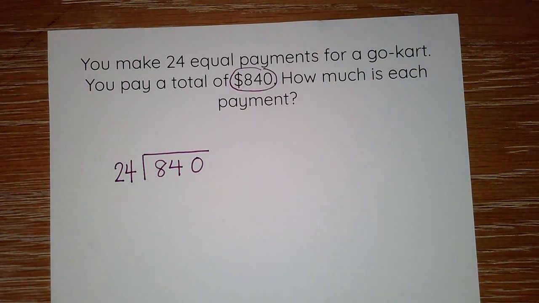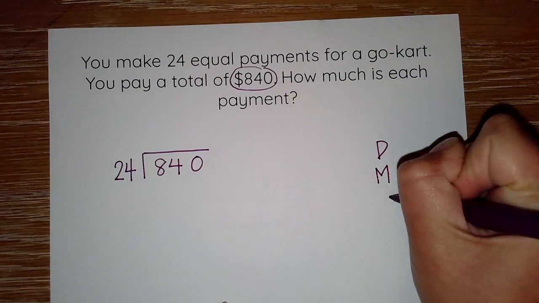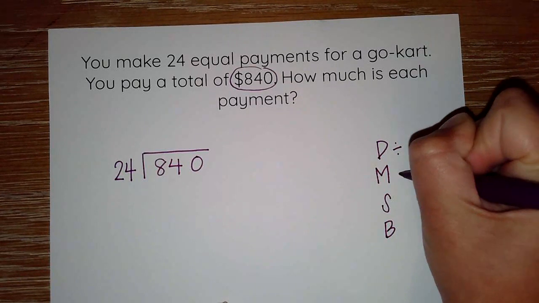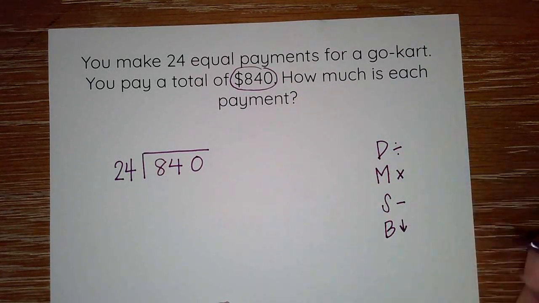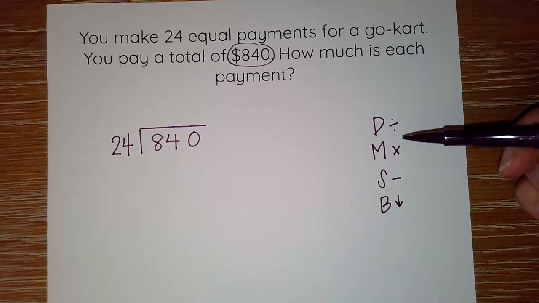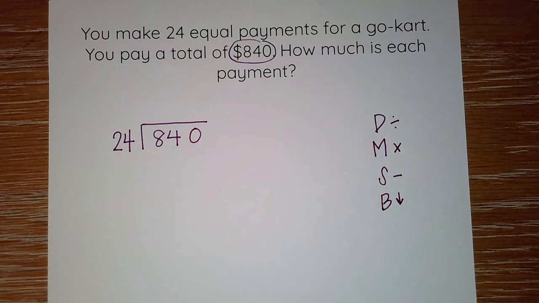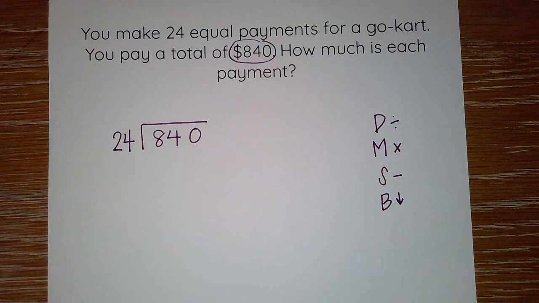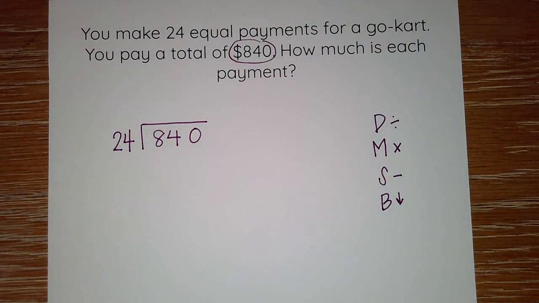Okay, but before I get started on my division problem, I like to write down the steps. So I divide, I multiply, I subtract, then I bring down. Now, there are a couple of different ways to remember the order of these steps. Some people say dad, mom, sister, brother. Some people have a little rhyme. I say, does McDonald's serve burgers? Whatever you need to do. If you don't need to write down the steps, then that's your call as well.